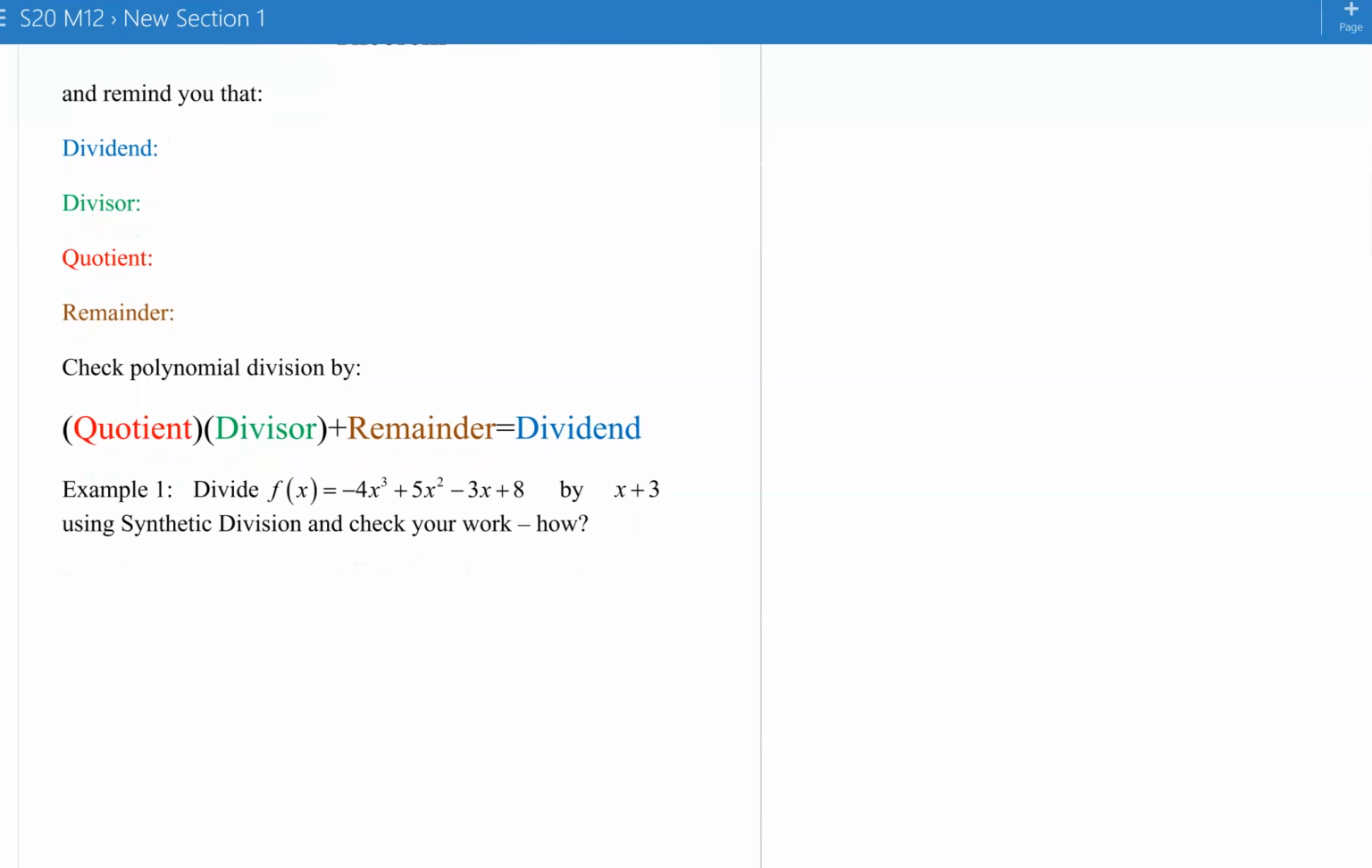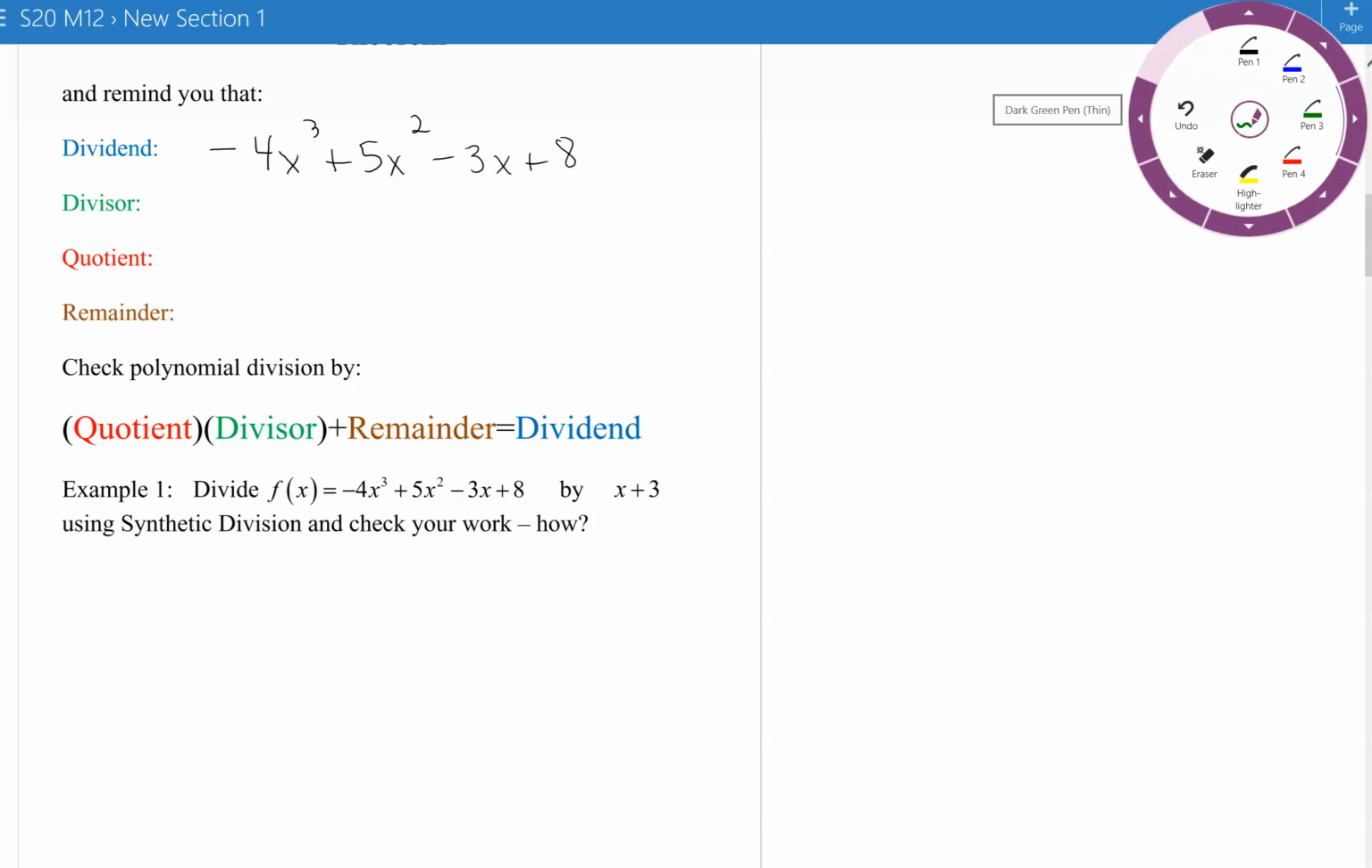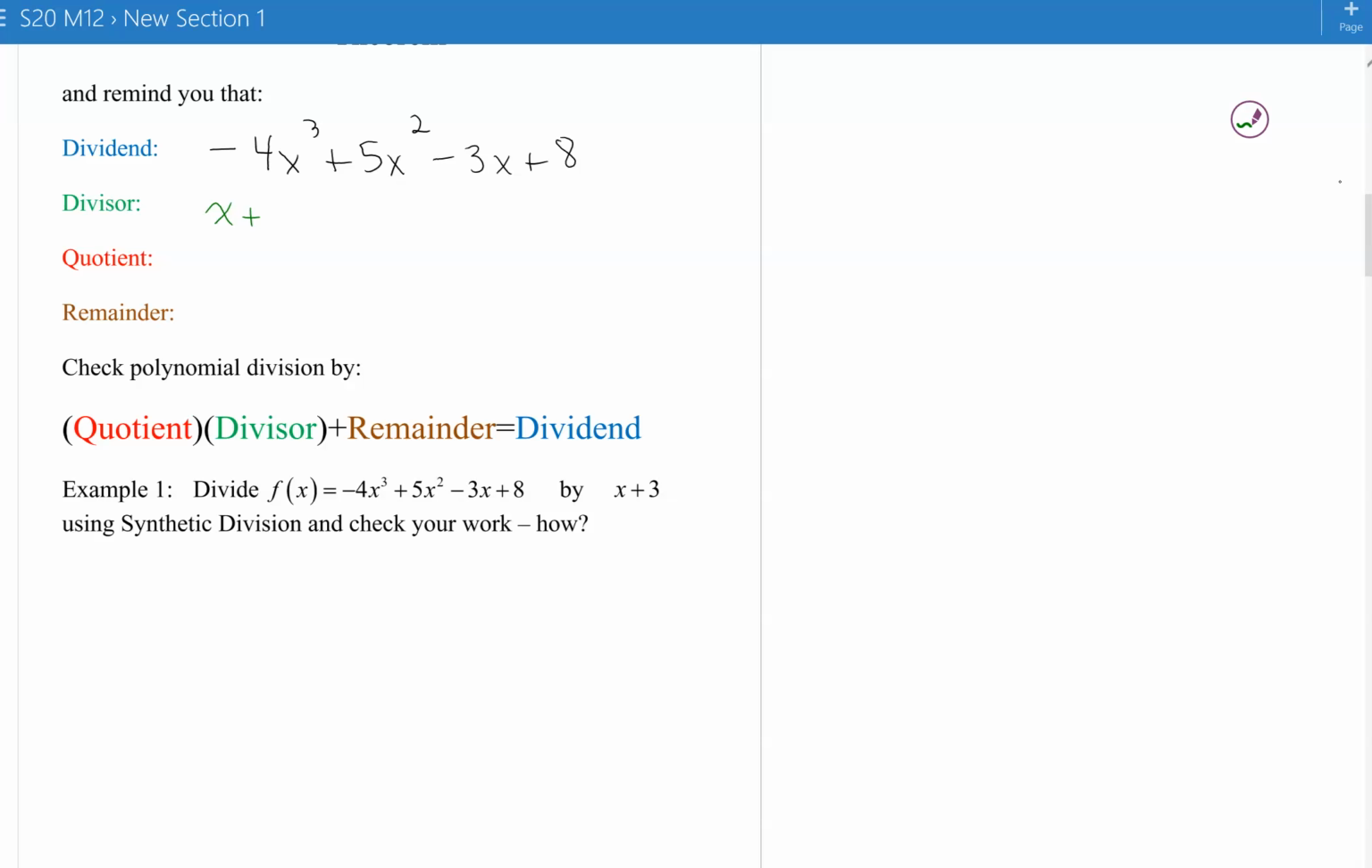And then let me also remind you that the dividend is the polynomial you're dividing into. So our example is going to be negative 4x cubed plus 5x squared minus 3x plus 8. And then the divisor is what you're dividing by. Then the quotient is going to be our result, and then there's a remainder. And you can always check your polynomial division, so please do that.